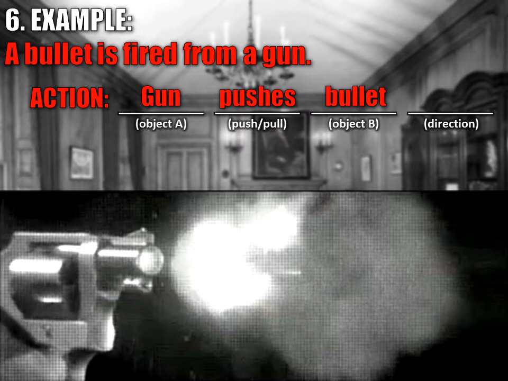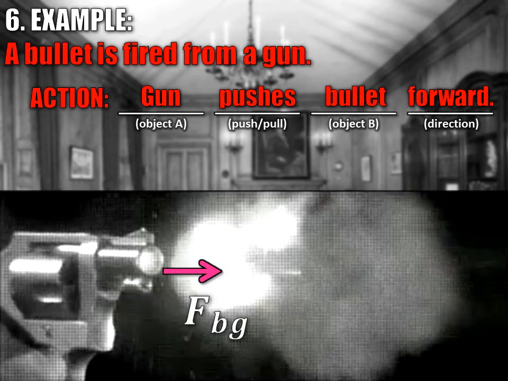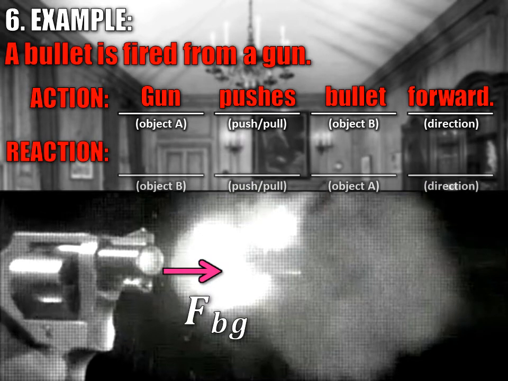But what direction does the gun push the bullet? In this case, the gun pushes the bullet forward. Now, you could also have said right, but I think that forward is a more generally correct term, that whatever direction the gun is pointing, the bullet is always pushed forward from that direction. So what's the reaction force? If the action is the force on the bullet by the gun, then what's the reaction?